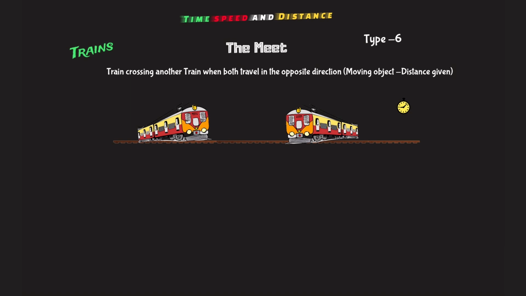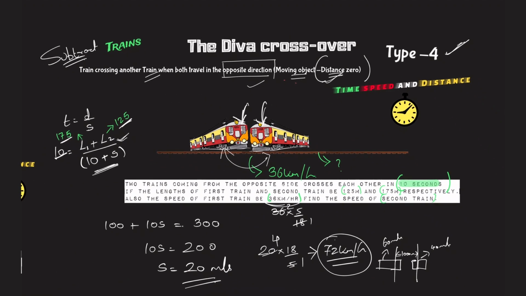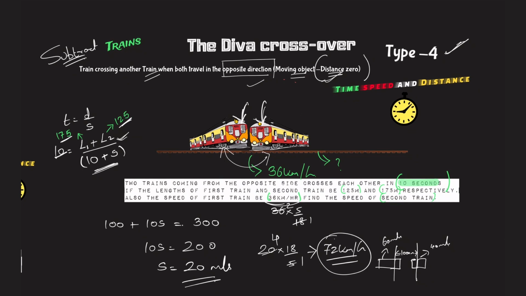Two trains are traveling in the opposite direction. Yes, this looks quite similar. We had done this: two trains traveling in opposite directions. The crossover, you remember that? That was type 4. What was given? The distance between the two trains there was 0.